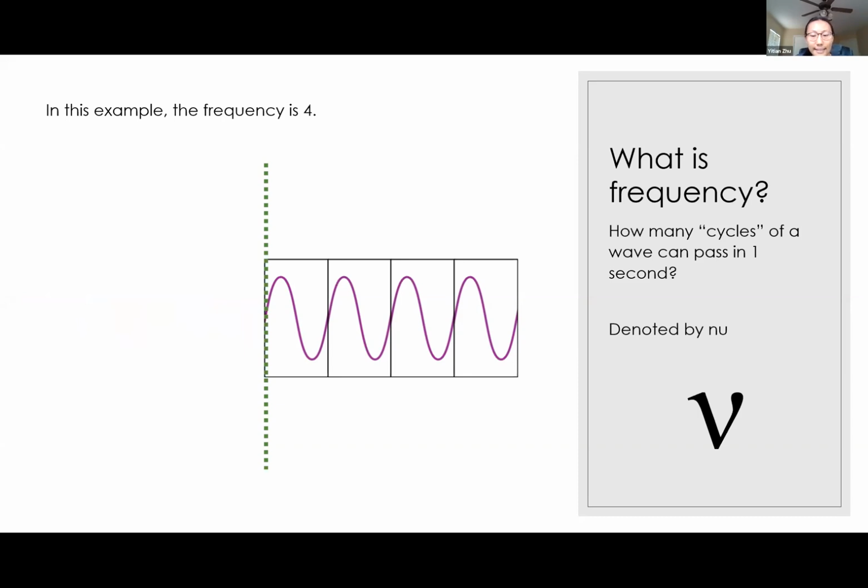In this example, 4 cycles of a wave passed per second. So, because of the per second, the frequency is expressed in inverse seconds.